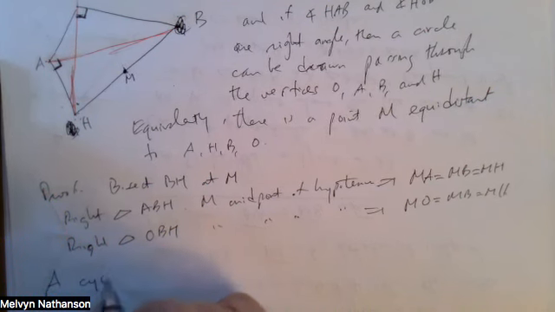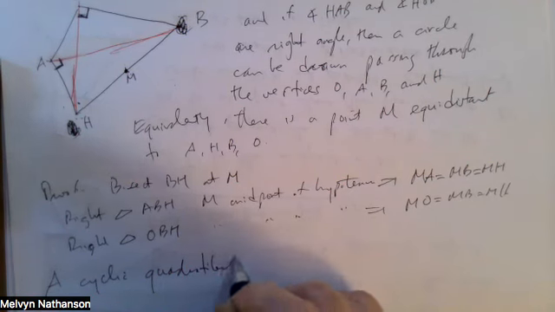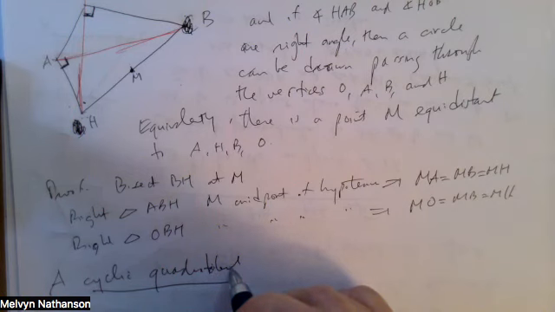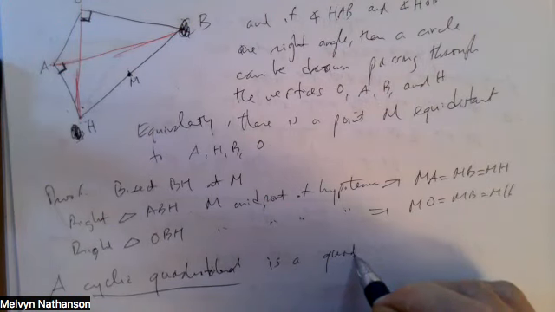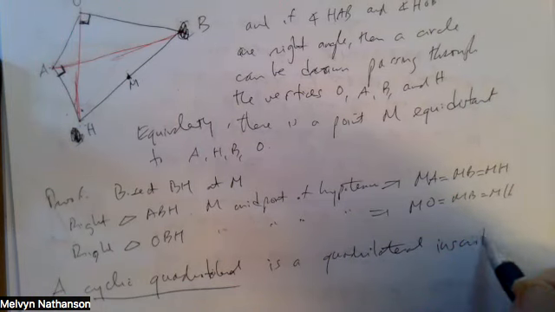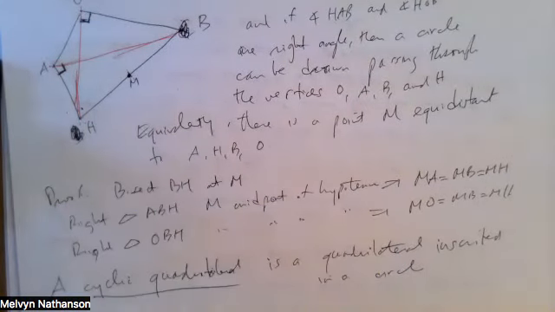So what is called a cyclic quadrilateral, a cyclic quadrilateral is a quadrilateral inscribed or inscribable in a circle. So if you have a quadrilateral that satisfies this curious condition, it's a cyclic quadrilateral.